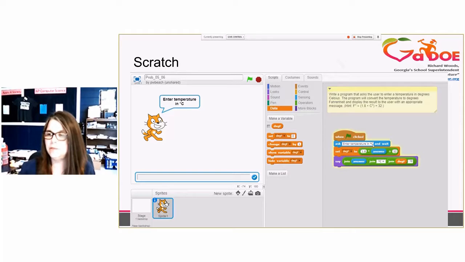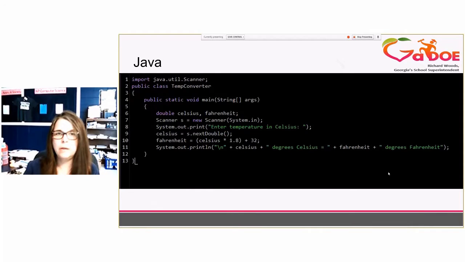Answer. This is the original Celsius, that it says Celsius, and then this would be the Fahrenheit. So it's going to show the original Celsius is equal to however many degrees in Fahrenheit. And I have a link in here. I'll run it for you in a second.